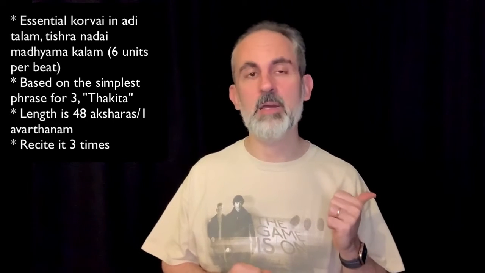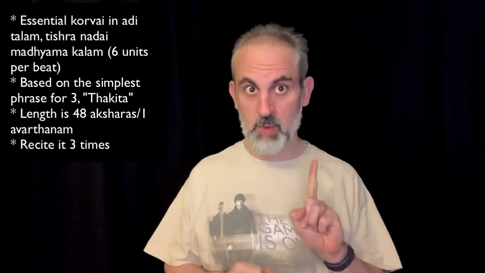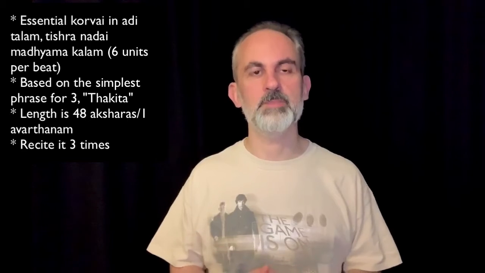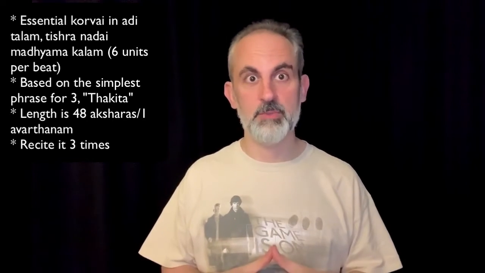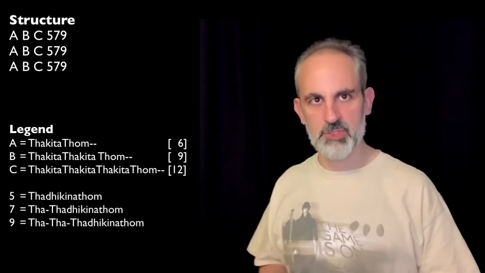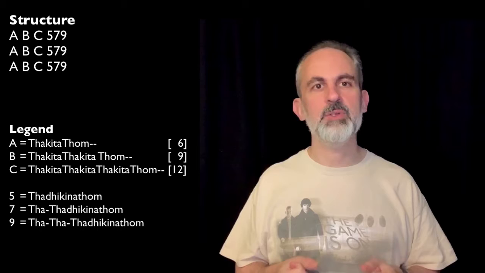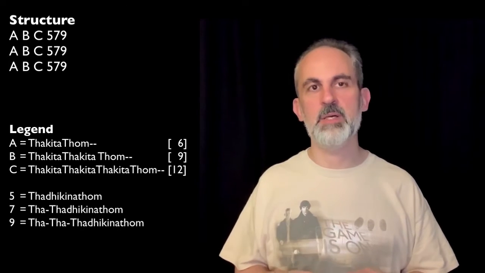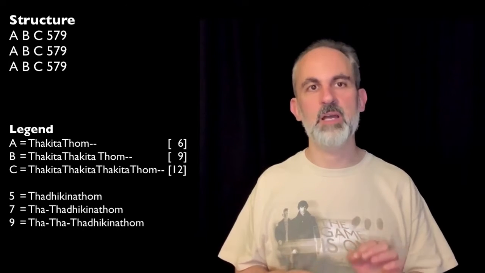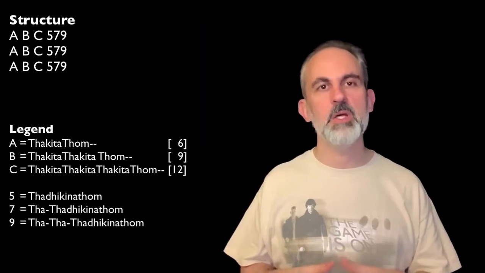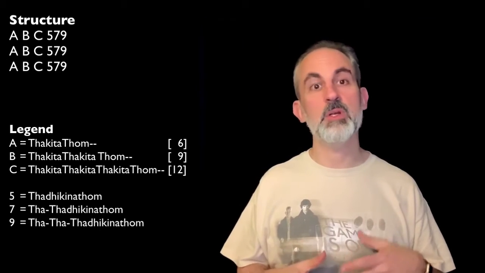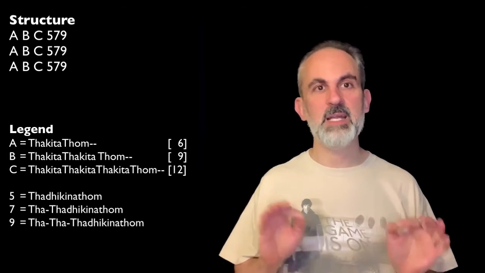And yes, of course, I recited it now only once, in order not to spend too much time there. I'd rather explain it to you first, and then we perform it together. So let's take a look at the structure. As you can see on your screen, I have written this korvai 3 times exactly the same. Keep that in mind. So first we have a phrase that we're going to call A, which is ThakitaThom.